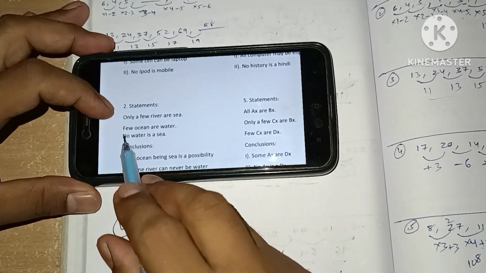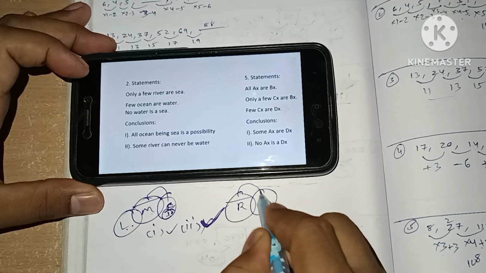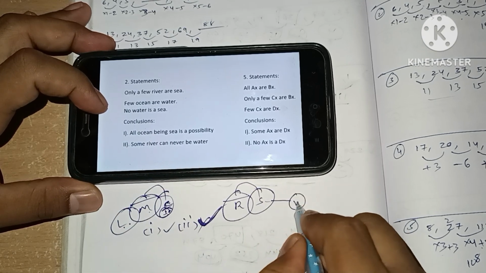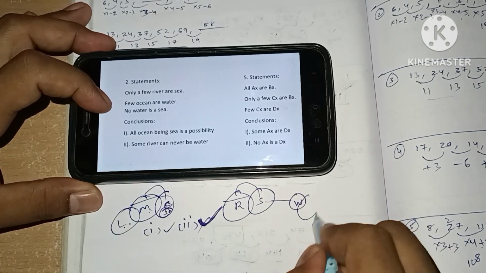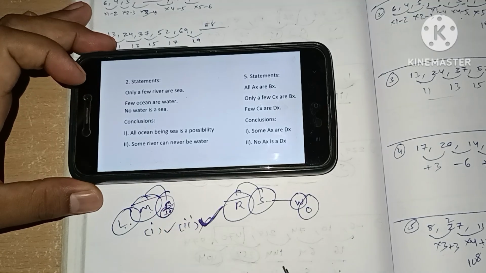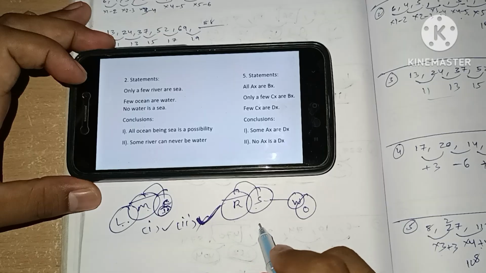Next, only a few river or sea. Few oceans are water, no water is sea. Few oceans are water. Conclusions. All ocean being sea is a possibility. No, first one is false.